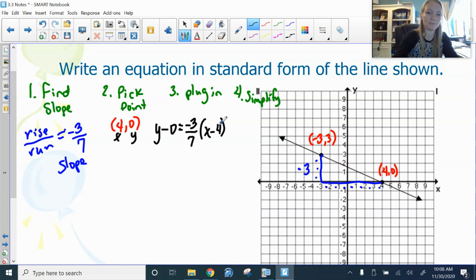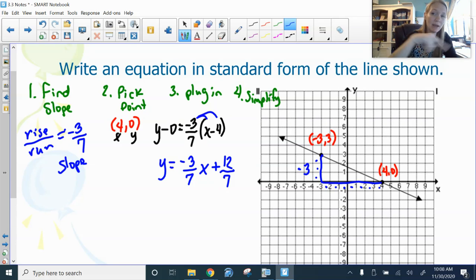And so now I need to simplify this. I'm just going to t-chart this, work out my order of operations. So y minus 0, well, I'm not subtracting anything. This basically just becomes y. And then I'm going to distribute. So I have negative 3/7 times x, and I have negative 3/7 times a negative 4. A negative times a negative is going to make a positive. I'm going to do 3 times 4, which makes 12/7, and I can't actually divide that. So right now, that's my slope-intercept form. It's not very exciting, not very friendly looking, but it is my slope-intercept form.